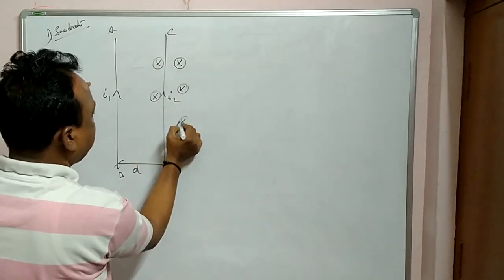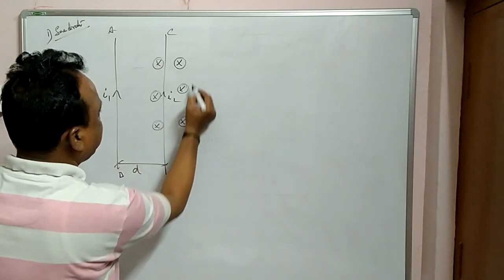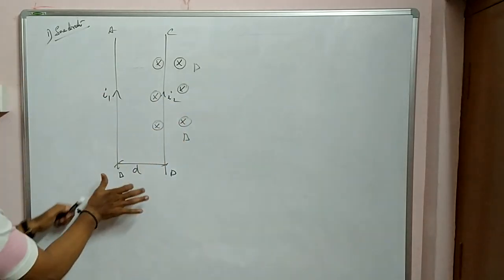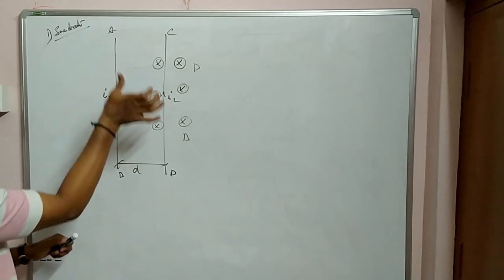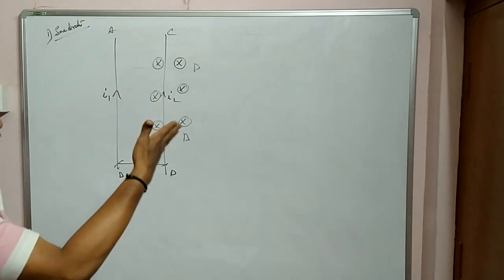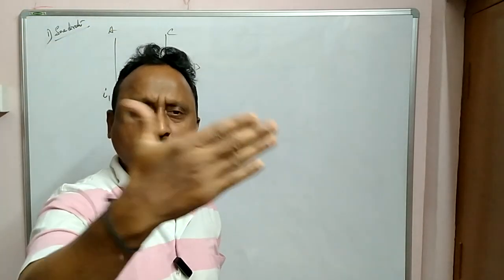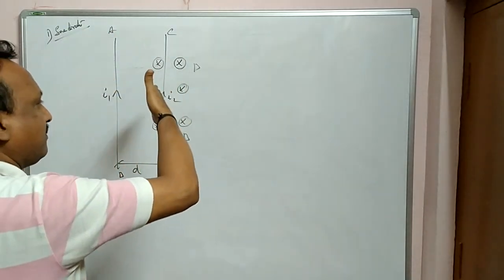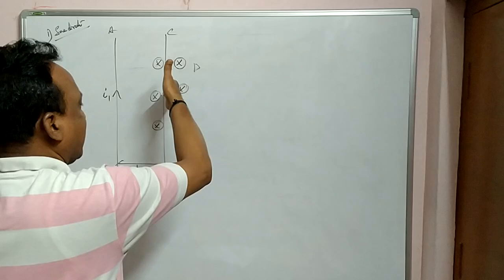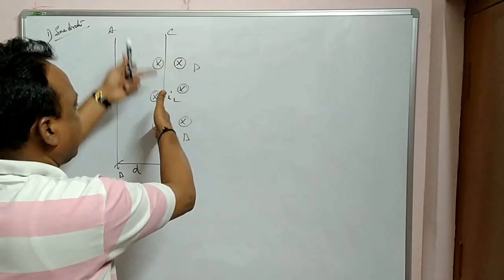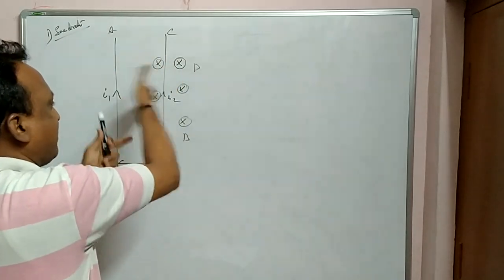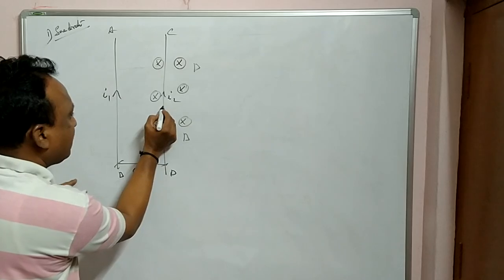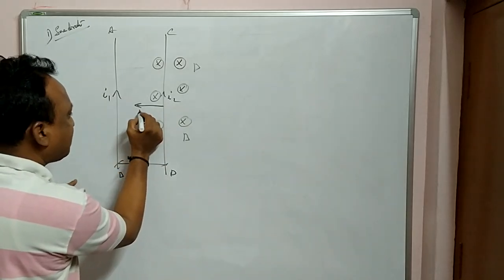Here the magnetic field will be into the board, due to the first conductor. Now apply your right hand palm rule, which I told you in part 1, moving charges. Put your fingers along the field, thumb indicates the direction of current, and the palm indicates the force. So here the force will be in this fashion.